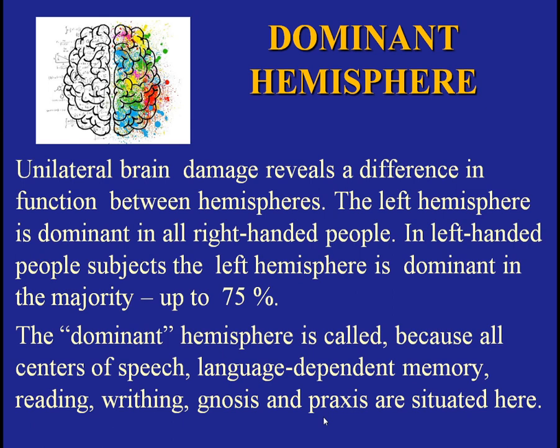The dominant hemisphere, where is it? Is called because all centers of cognitive functions, speech, language-dependent memory, reading, writing, gnosis, and praxis are situated here. What is it, gnosis and praxis? We will describe a little bit later. You see, all cognitive functions are presented in the dominant hemisphere, the left hemisphere in the majority.